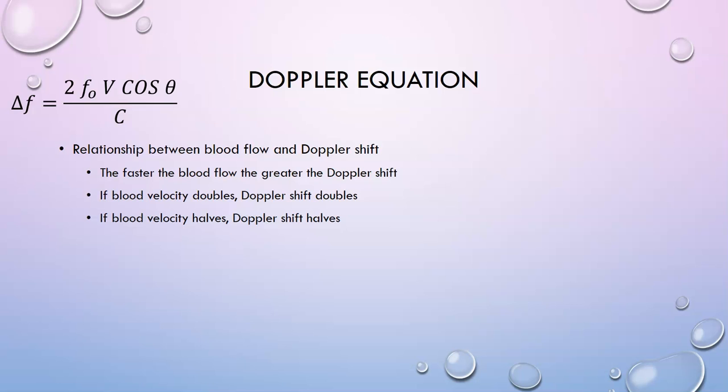So the Doppler equation gives us a relationship between the blood flow and the Doppler shift. The faster the blood flow, the greater the Doppler shift. If the blood velocity doubles, then the Doppler shift doubles. If the blood velocity halves, the Doppler shift halves. And remember, we don't control the blood velocity. That's up to the patient. So we're just measuring it.